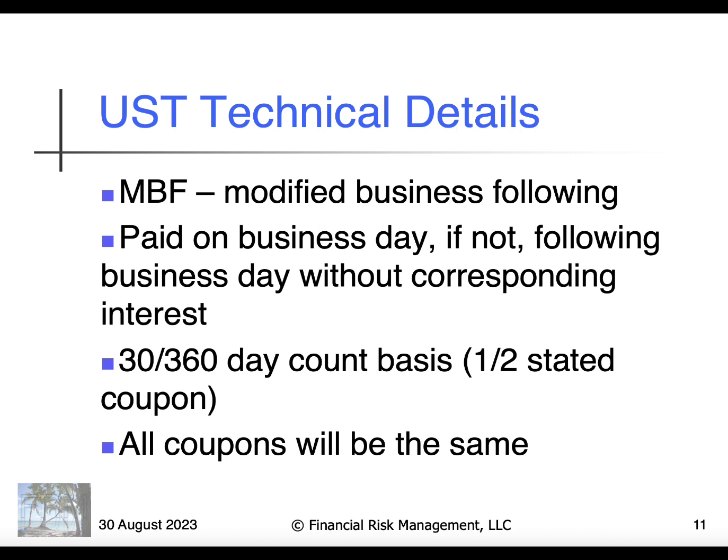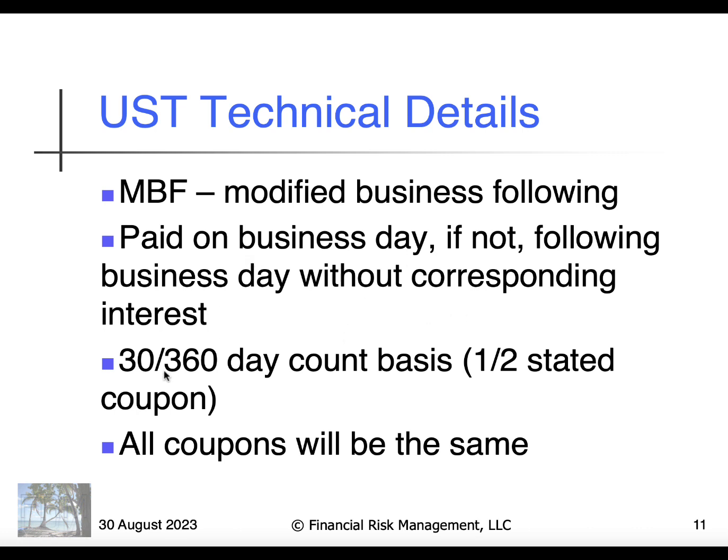Treasuries pay semi-annually, typically on either the 15th of the month or the last business day, and they're quoted on a modified business following method, meaning that if that day happens to fall on a Saturday or a Sunday, the coupon payment will actually be made the following business day. If it is a business day, then it's paid. If not, it's paid the following business day without any corresponding interest.